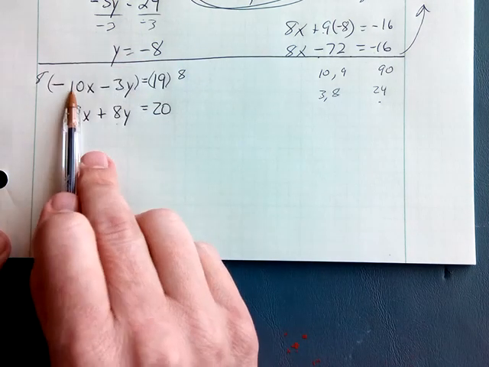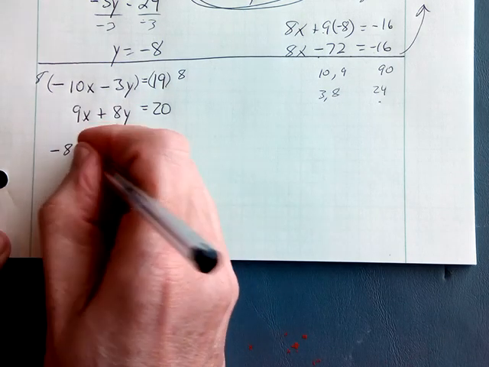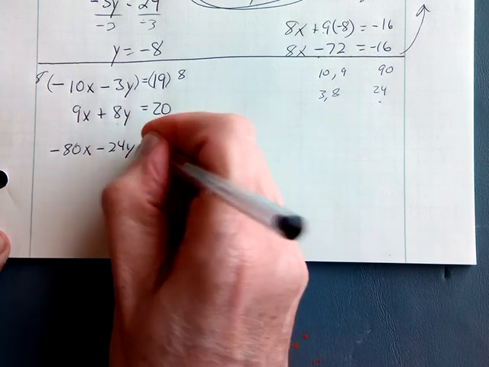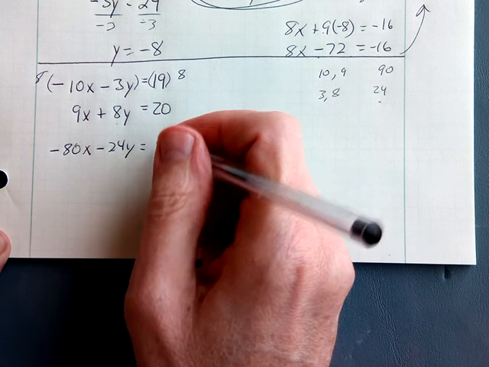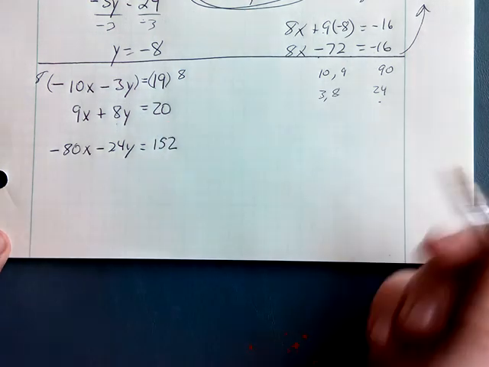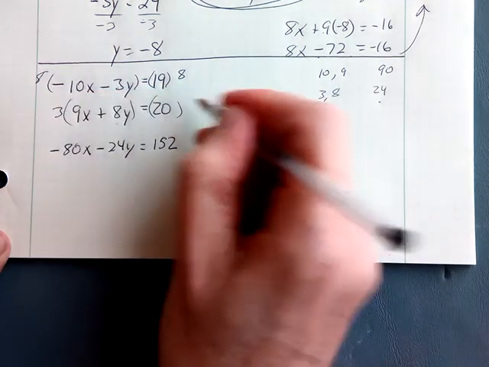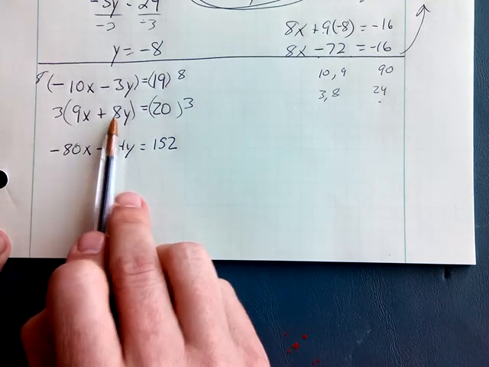Now remember, I'm multiplying every term by 8. That's why it's the same equation. So that top equation will become a negative 80x minus 24y equals 80 plus 72 is 152. I'm going to multiply the bottom equation by 3 because I want this to be a 24.